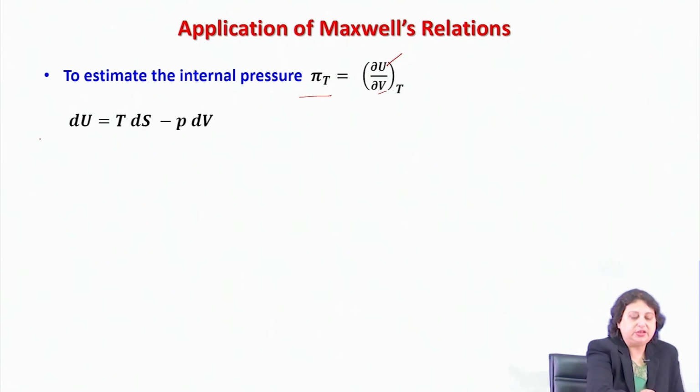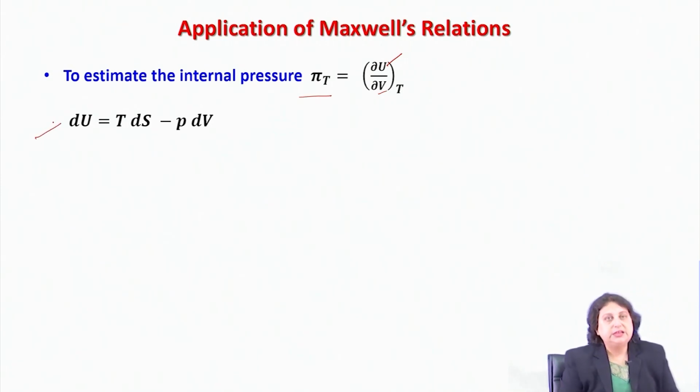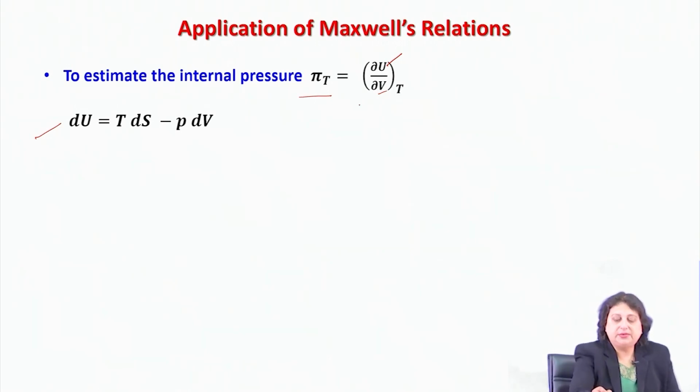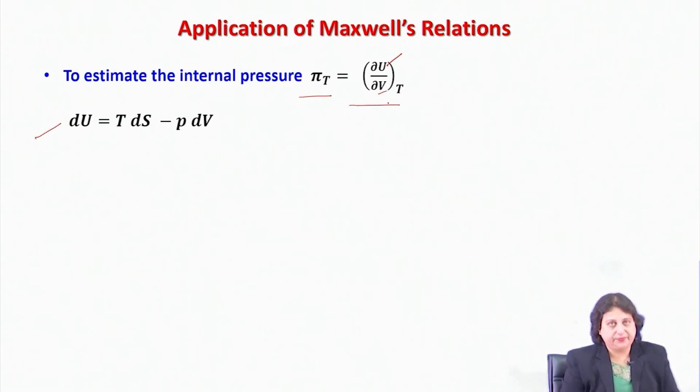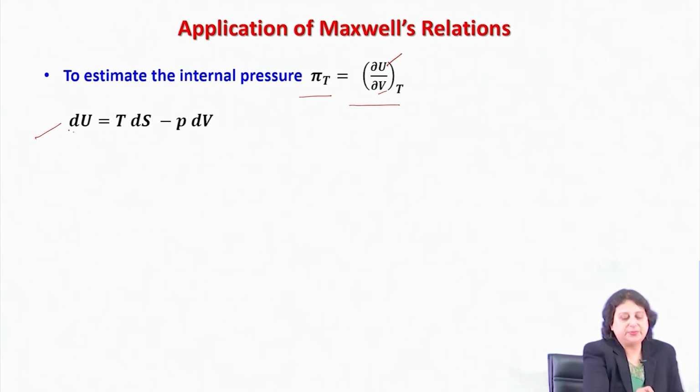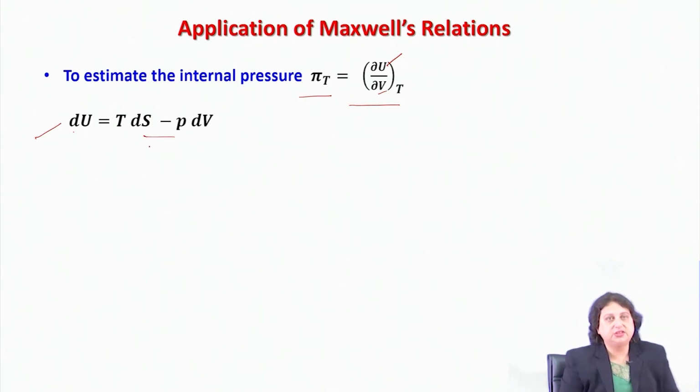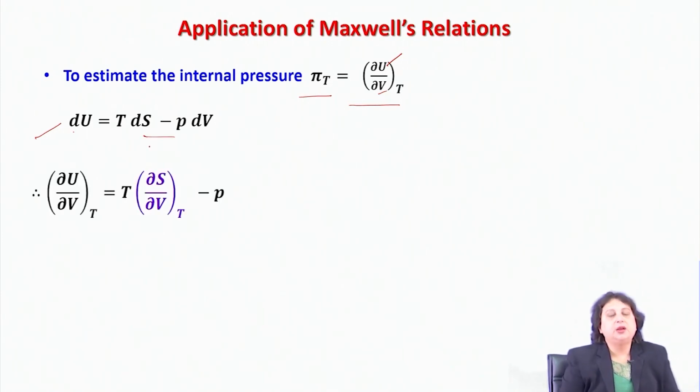So let us start from this fundamental equation dU is equal to TdS minus PdV. Now, what is the quantity that I am interested in? I am interested in understanding the variation of U with respect to V under constant temperature condition. I can determine this quantity by taking a partial derivative with respect to V on both sides of this equation. So that is exactly what I will do in the next step.